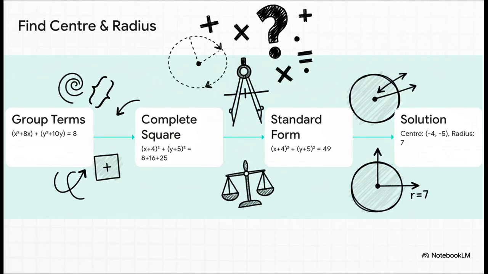But wait, here's the trap. The center is not (4, 5). No, it is (-4, -5), because our formula has a minus sign. And the radius isn't 49. It's the square root of 49, which is 7. Please be careful with those signs.